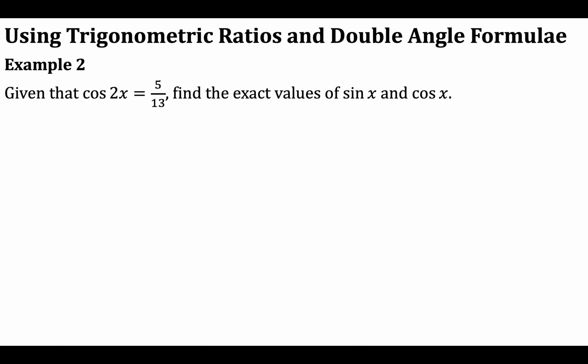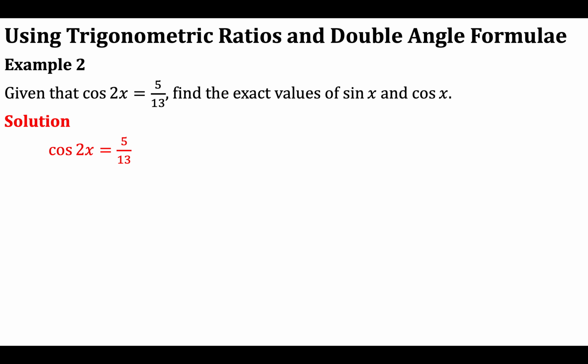Okay, welcome back folks. So example 2, given that cos of 2x is equal to 5/13, find the exact values of sine x and cos x. So this example is slightly different from example 1, because in the first instance we were given the trigonometric ratio of a single angle and we were asked to find the double angle. So it's the opposite way around. This time we've been given that double angle. Cos of 2x is 5/13, and we're asked to find sine x and cos x.